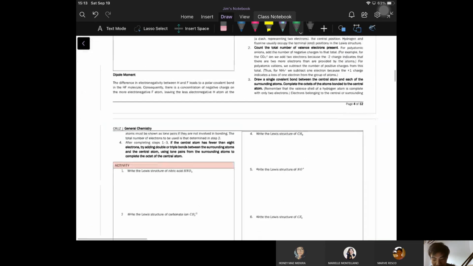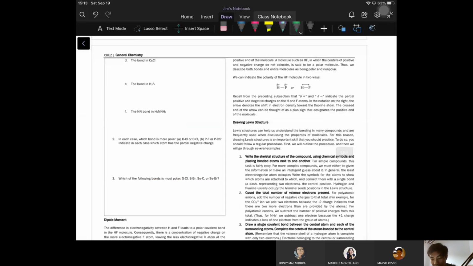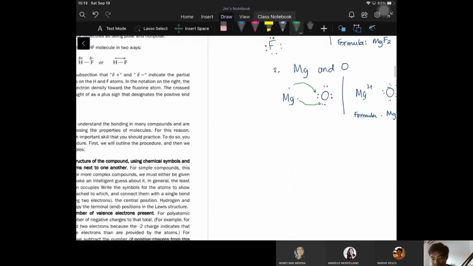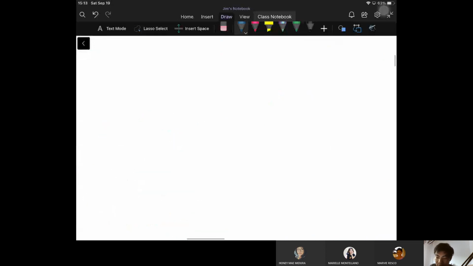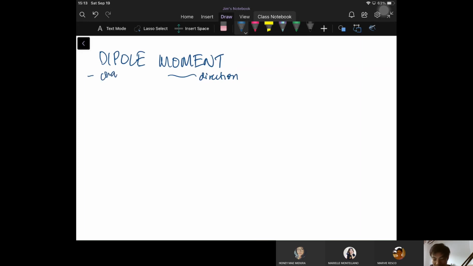So, let's proceed with the dipole moment. Although mabilisan lang tong dipole moment. Sa physics, pag meaning kasi ng moment, ito yung direction. Sinabing moment, direction lang yan. Sinabing dipole, ito yung charges na. Okay, so ano meron tayo? We have charges, tapos may direction.